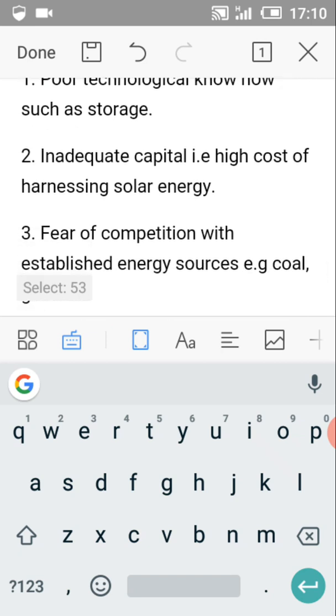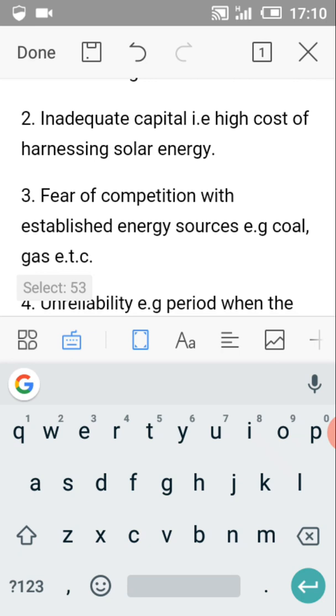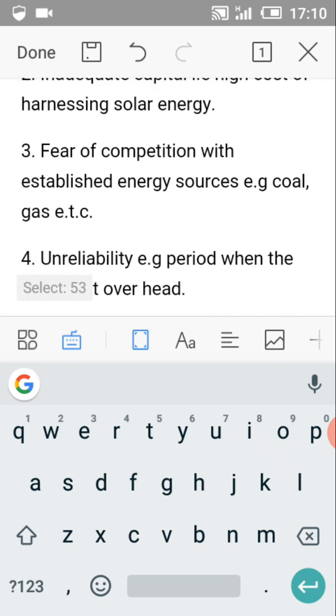Number two, inadequate capital, that is the high cost of enhancing solar energy. To enhance solar energy for our basic use, it requires a lot of capital, which, when compared with other sources of energy, seems to be highly expensive. Number three, the fear of competition with established energy sources, e.g., coal, gases, and other combustion energies.